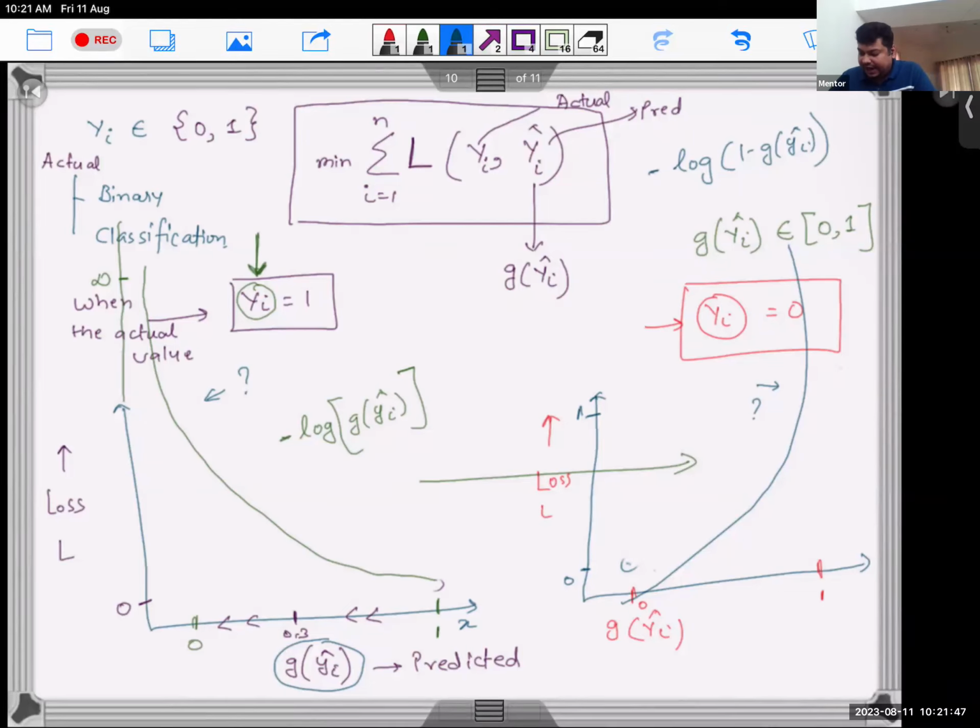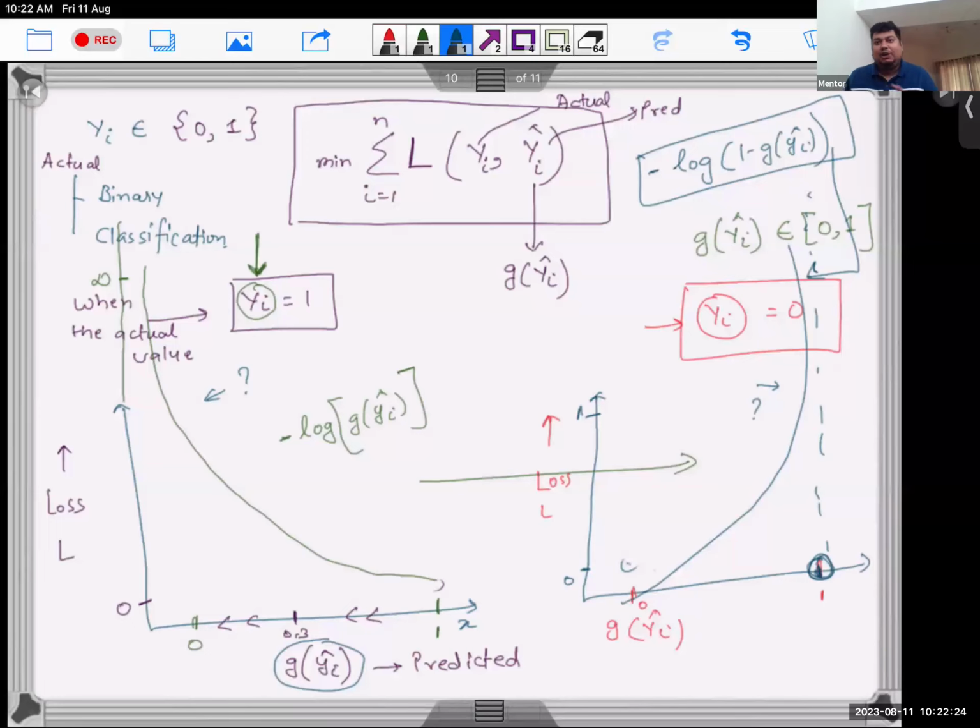If g of y I hat is 1, what is the outcome? Minus of log of 0. What is log of 0? Minus infinity. Minus of minus infinity is infinity. So do you see that now at 1 it touches infinity? Does that make sense? Is this clear? So do you understand how these loss functions are designed? The beauty is we have to have a convex function and a differentiable function.